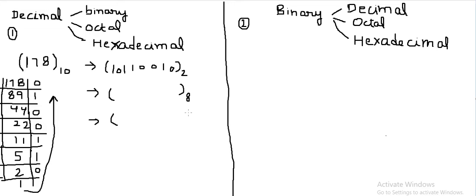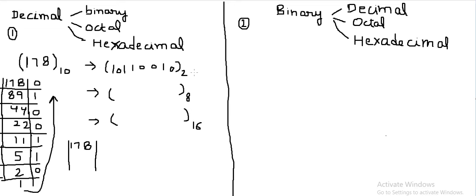So for decimal, to convert this number into octal, we need to divide this number by 8. So let's divide it by 8. 178 divided by 8, right? In the same way that we converted into the binary number.